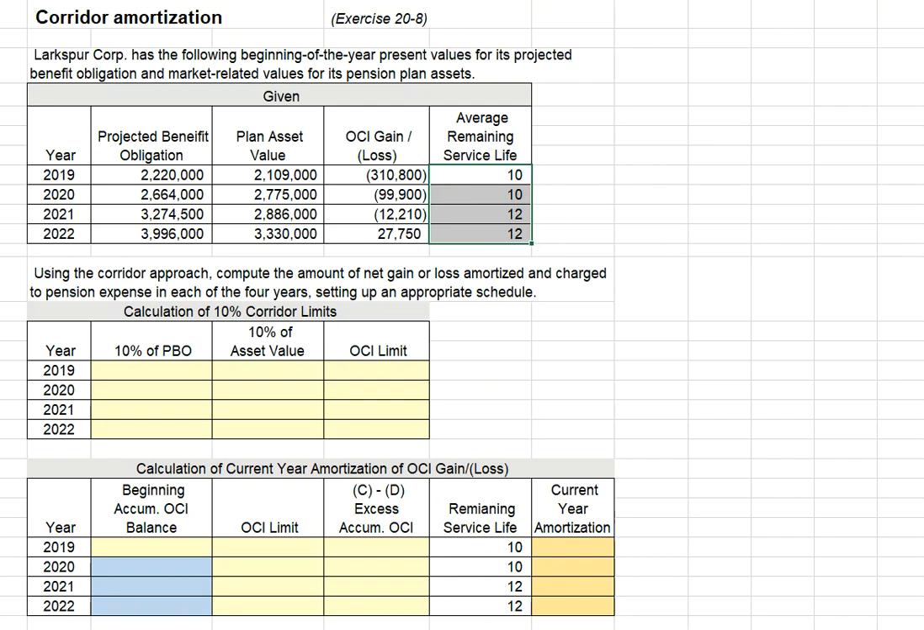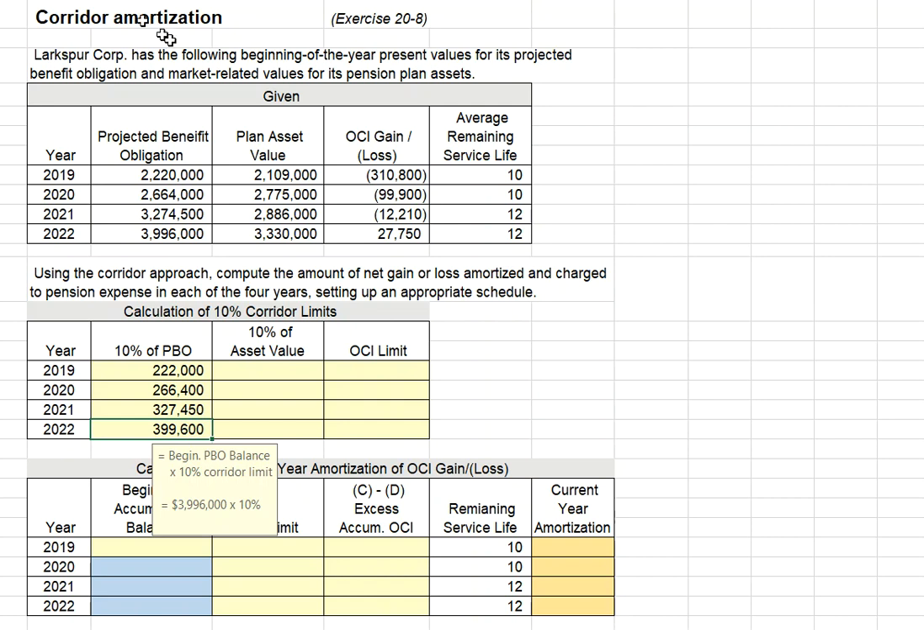Our corridor limits are calculated as 10% of our pension benefit obligation at the beginning of the year and 10% of our pension plan asset values at the beginning of the year. So 10% of the 2019 pension benefit obligation is $222,000. For 2020, 10% of the $2,664,000 is $266,400. The calculation for 2021 is $327,450 and $399,600.